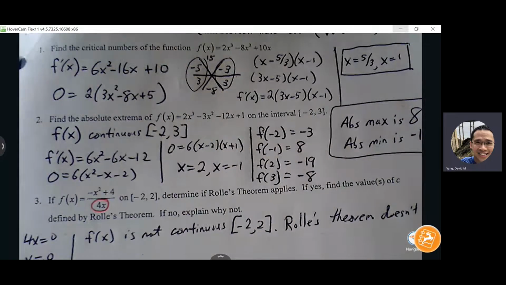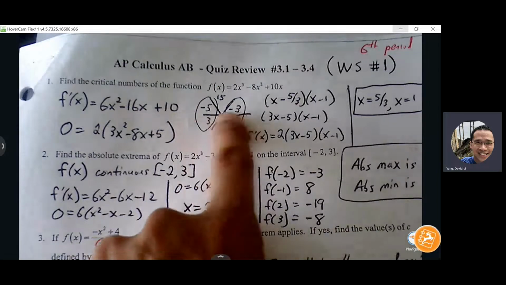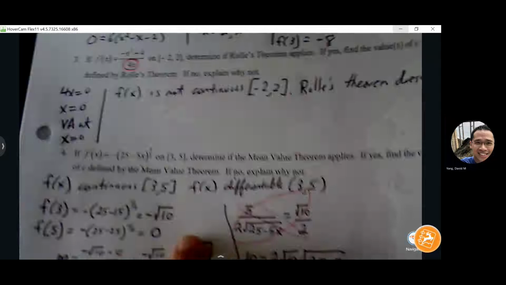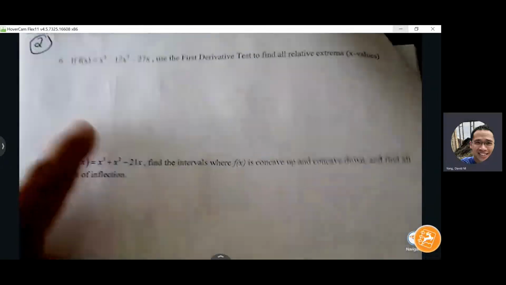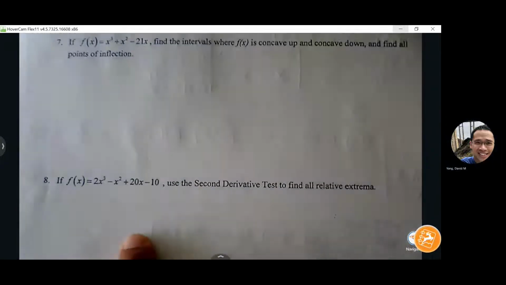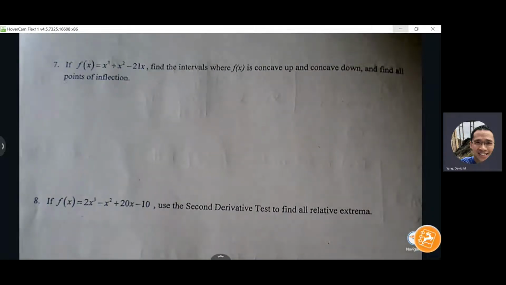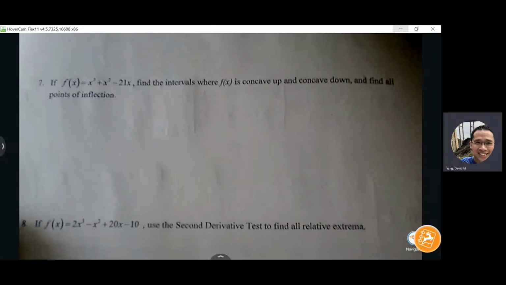So your quiz will be 2 pages. It'll be one of each topic, so you'll have to know how to find critical values, EVT, Rolle's theorem, mean value theorem, first derivative test, test for concavity, second derivative test, and then sketching a graph, and we'll get some more practice with that today. Okay, so we got done with 6, so let's look at number 7.